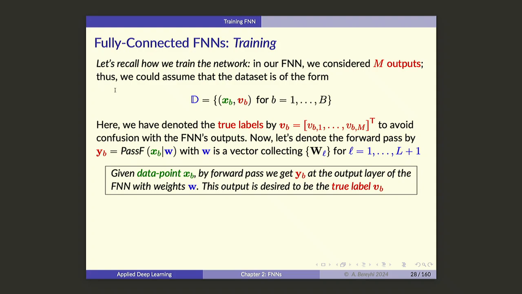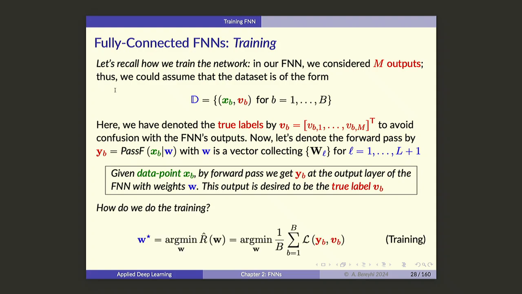So how can we do it? We basically go for training, meaning that we are going to calculate the loss between the output that we have calculated for every single point and the true label. Then we average these losses over the whole data set that we have, and then we try to find the w that minimizes this. This was the training problem. Clear?